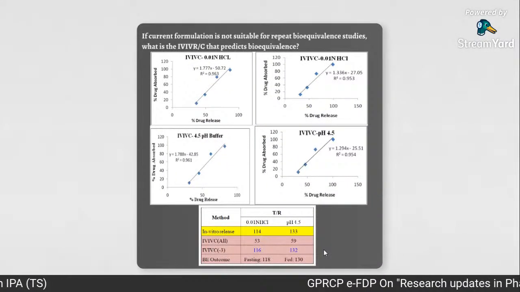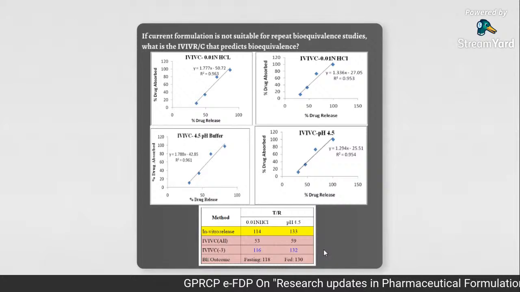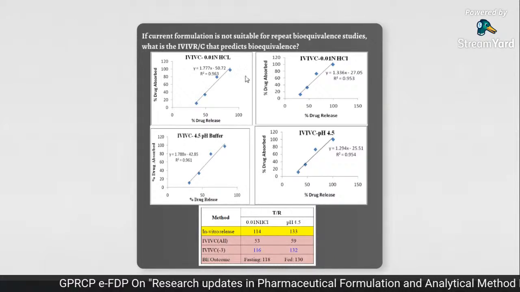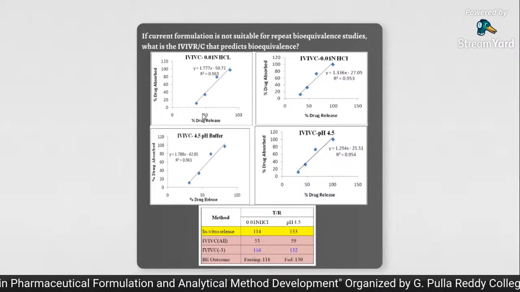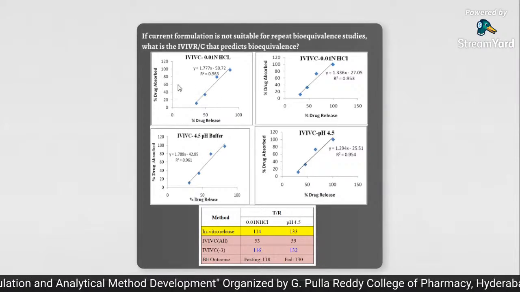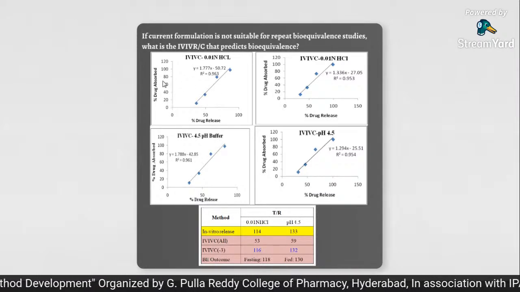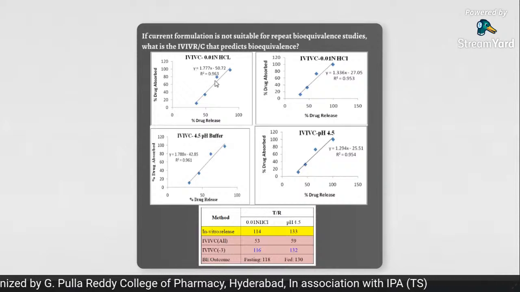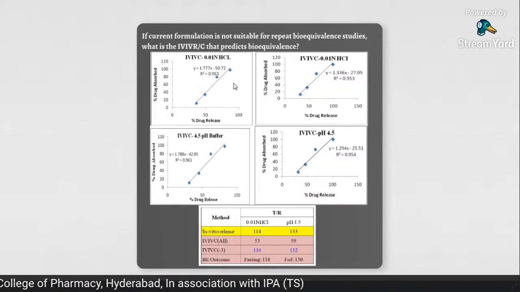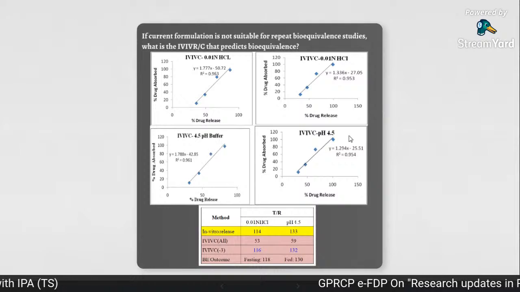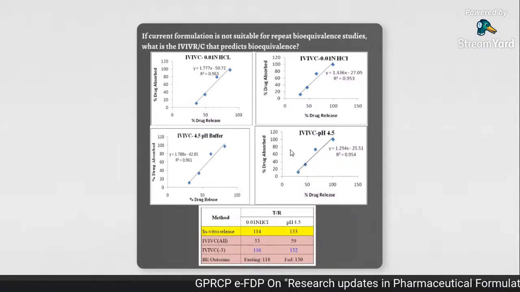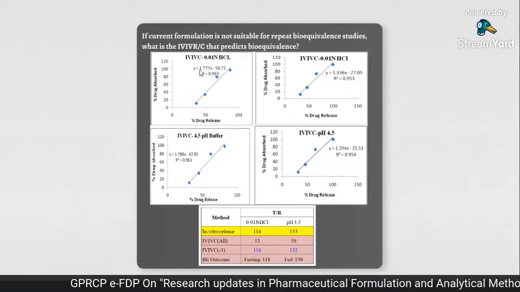Now, if you look into the overall data, this is another type of correlation from the IVIVC. As I told you, in 0.1 normal HCl, percentage of drug release versus percentage of drug absorbed we have taken. Percentage of drug release we have taken on the x-axis, percentage of drug absorbed on the y-axis. This is in 0.1 normal HCl for the reference, and this is for the test. And this is 4.5 pH for the reference, 4.5 pH for the test formulation. Here also we have different slope values.